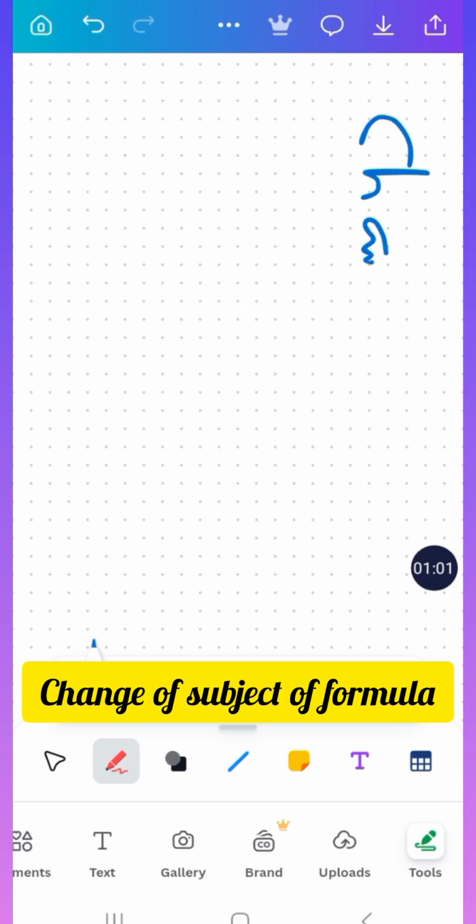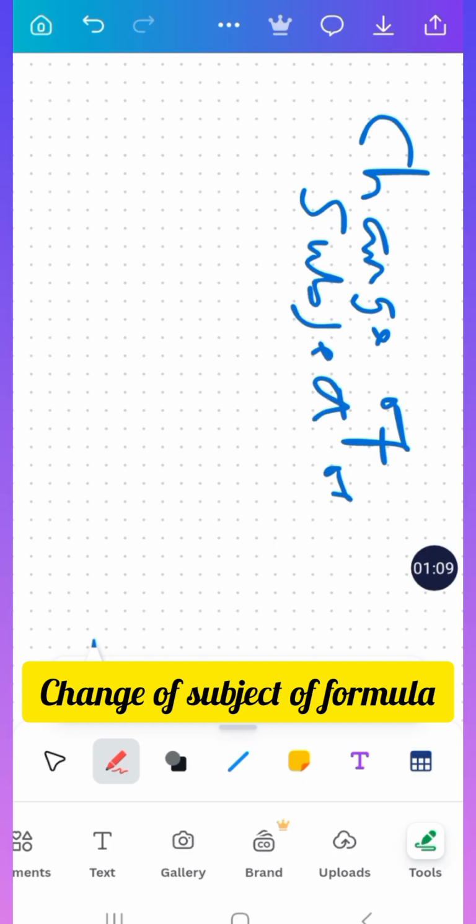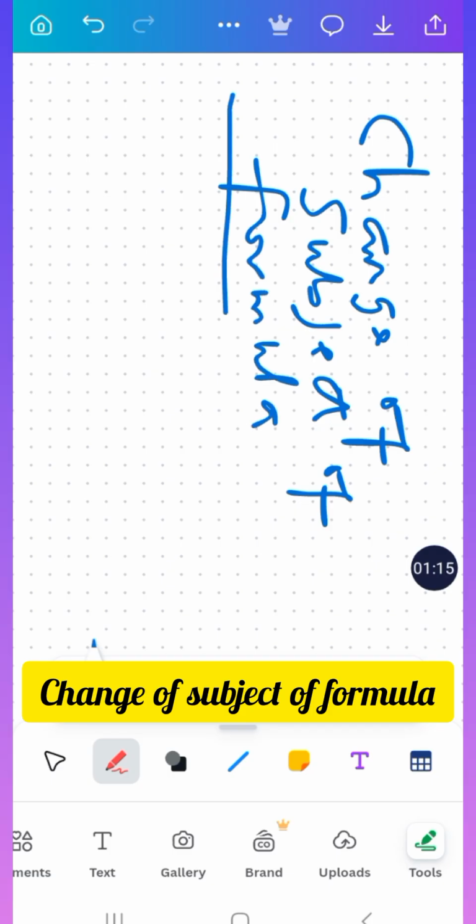About change of subject of formula. So, change of subject of formula. What do we mean by change of subject of formula? Actually, change of subject of formula is everything that we have been doing in mathematics.